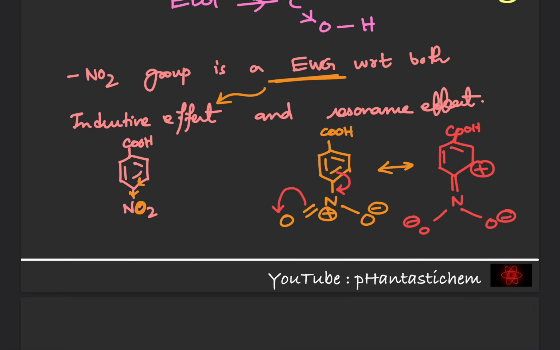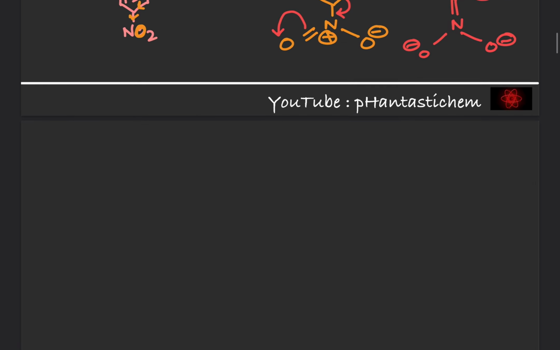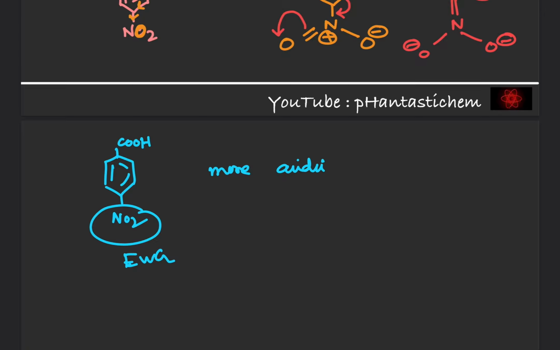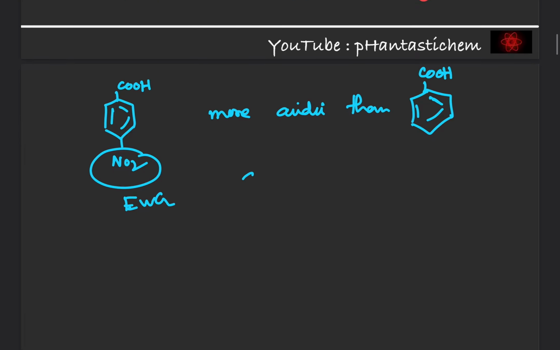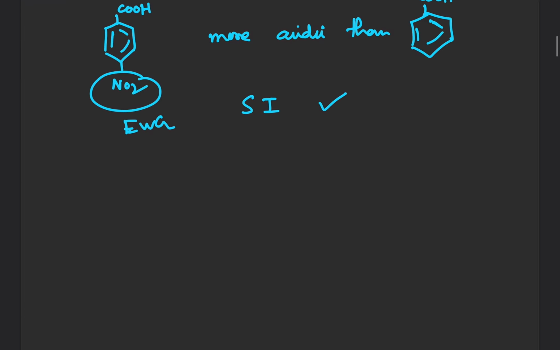Therefore, due to the presence of an electron withdrawing group NO2 in p-nitrobenzoic acid, that is, this is an electron withdrawing group, therefore it is more acidic than benzoic acid. Benzoic acid has just a COOH group attached to benzene. Okay, so therefore statement 1 is correct. Now coming to statement 2.